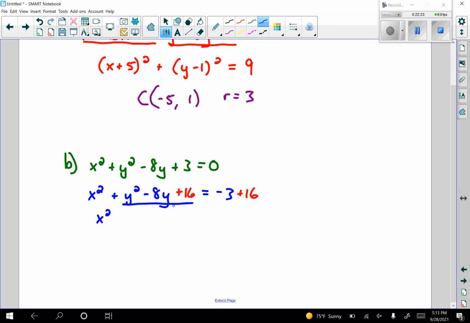Then I'm going to factor this. So this will become the quantity y minus 4 squared. And then this will give me 13. So my center is at 0, because I don't have an h value here, 4, and the radius is the square root of 13.